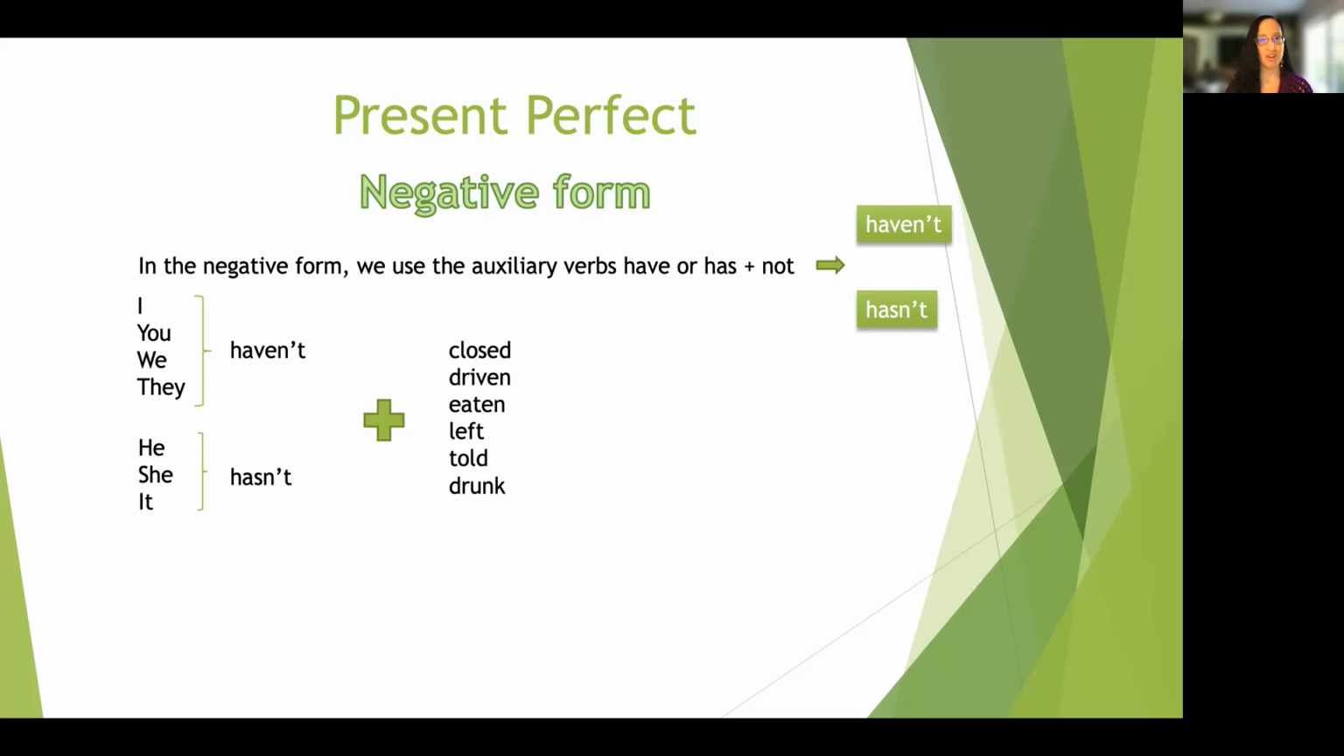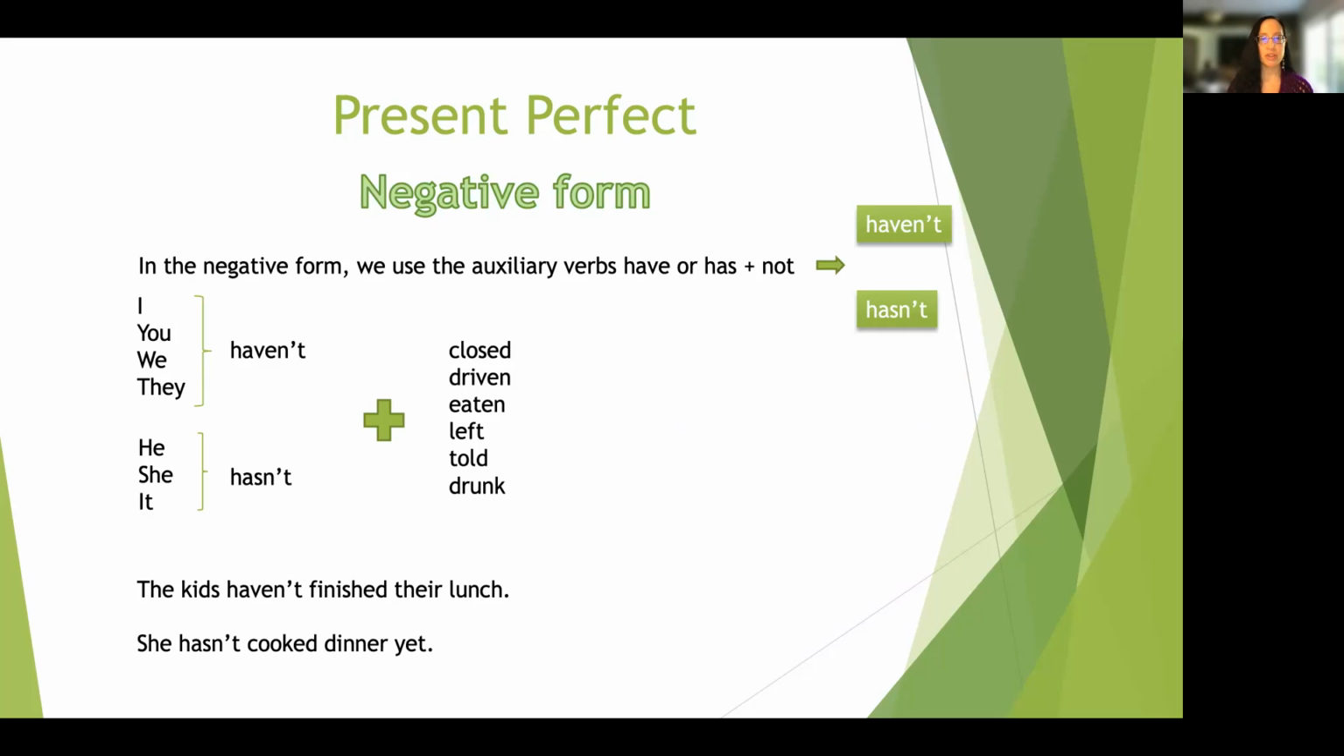Remember drunk? Are you drunk on present perfect yet? Okay, so now we went over these. Now here's an example. The kids haven't finished their lunch. She hasn't cooked dinner yet.